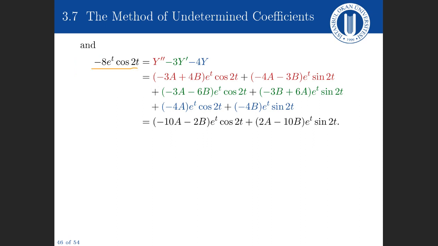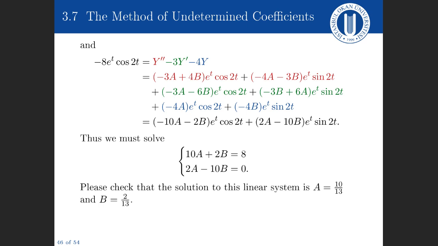Minus 8 e to the power t cos 2t must be the same as minus 10a minus 2b e to the power t cos 2t. And because there are no sine terms on the left, 2a minus 10b e to the power t sine 2t must be equal to 0. In other words, we need to solve 10a plus 2b is equal to 8. I've just multiplied by minus 1. And 2a minus 10b is equal to 0.